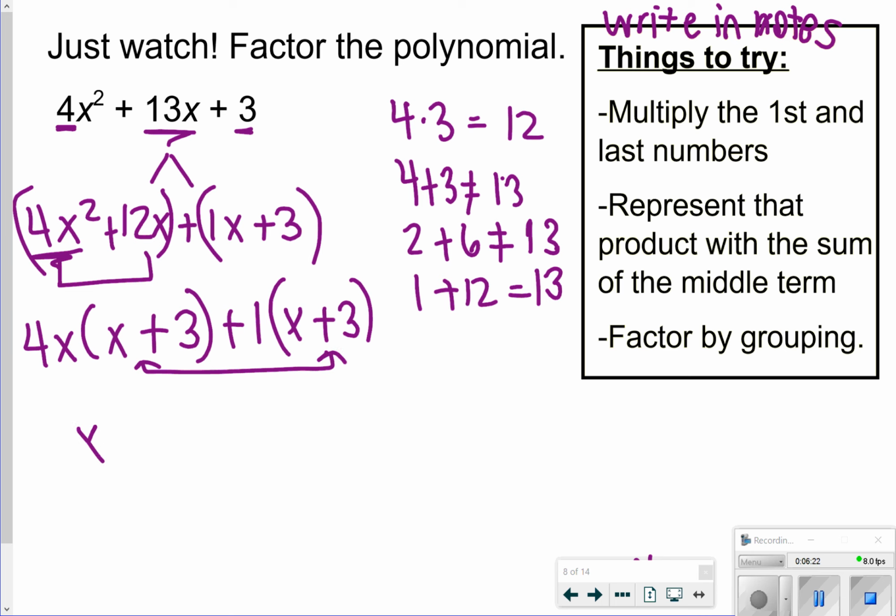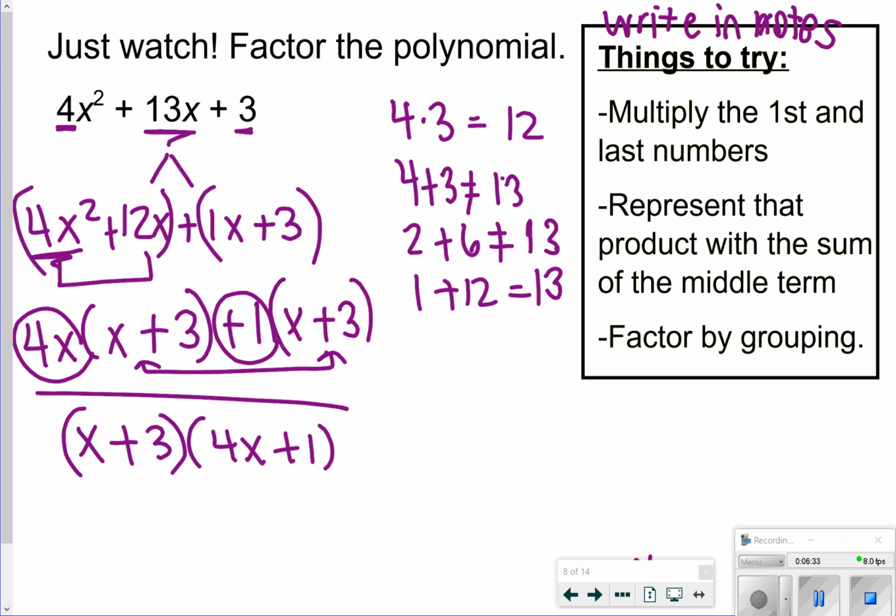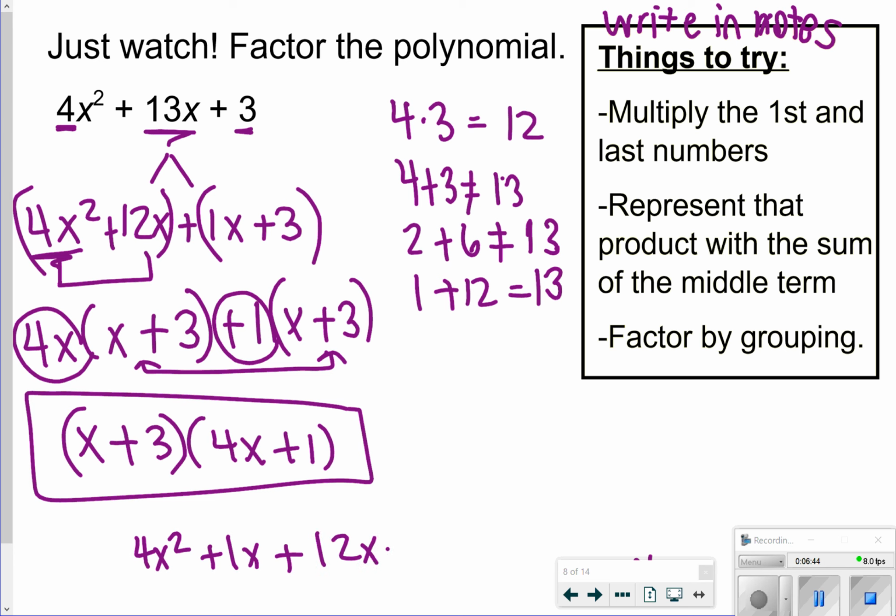So to write your answer, we would have x plus 3, and then your other two terms right here, 4x plus 1. And then here would be your final answer. Again, you can check this by FOILing. x times 4x is 4x squared, x times 1 is 1x, 3 times 4x is 12x, and 3 times 1 is 3. I can add 1x and 12x together to get 13x, so I'm back where I started, just as a double check.